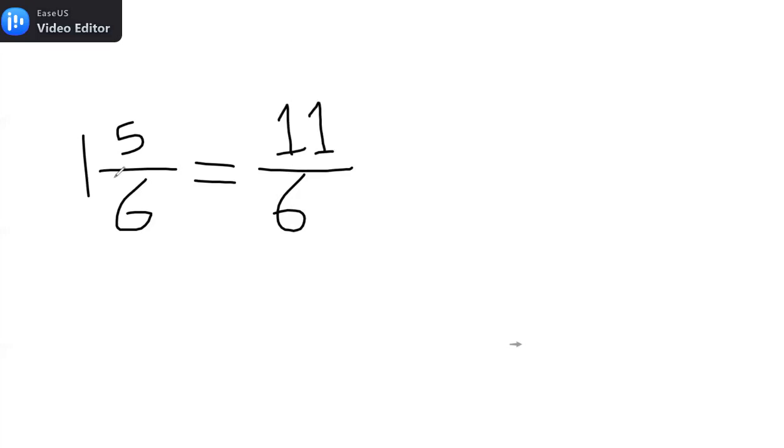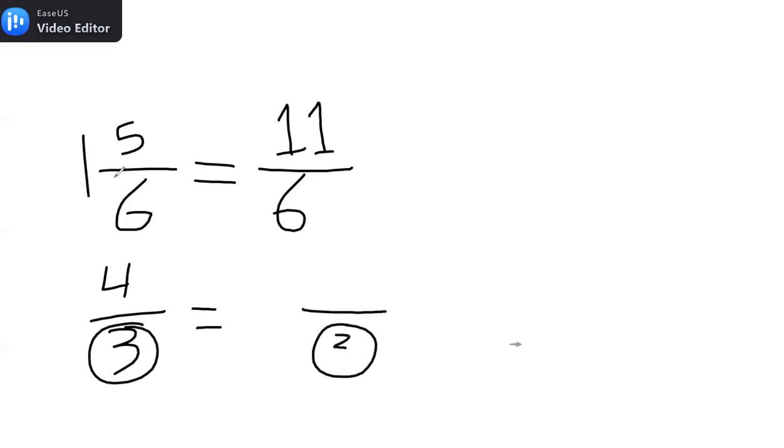Okay? And the last thing that we talked about was converting the improper fraction into a mixed number. What will be the denominator? 3. What will be the whole number? 1. And what is the numerator, which is the remainder? 1. Okay, Yusuf? Okay.